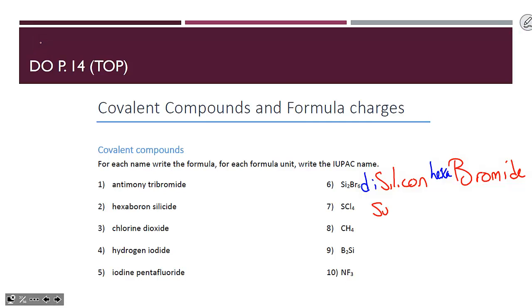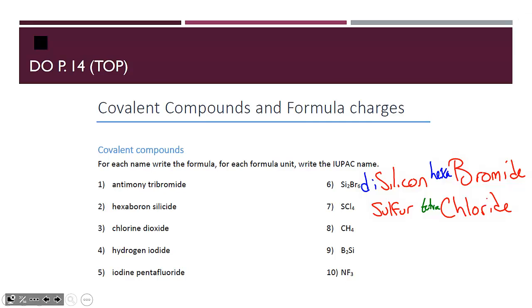S is sulfur, and chlorine, being second in the formula, must have a negative oxidation state, so it becomes chloride. Since we have only one sulfur, you might be tempted to write monosulfur, and 4 chlorines would be tetrachloride. However, remember, mono never goes on the first element, so this is just sulfur tetrachloride.